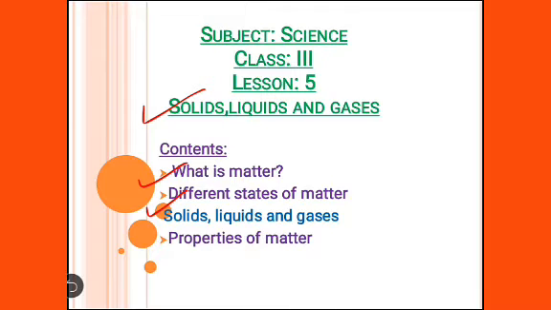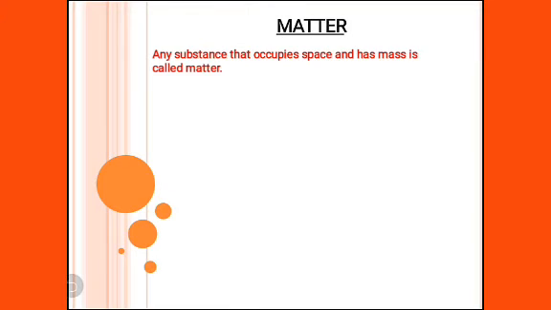So let's get started. Children, try to observe different things in your surroundings carefully, like pen, pencil, doors, windows, table, etc. After seeing them carefully, you will find that all of them occupy some space and also they have some mass or weight. That means they are matter. So what is matter? Anything that has mass and takes up space is called matter. And very interestingly, matter is all around us.